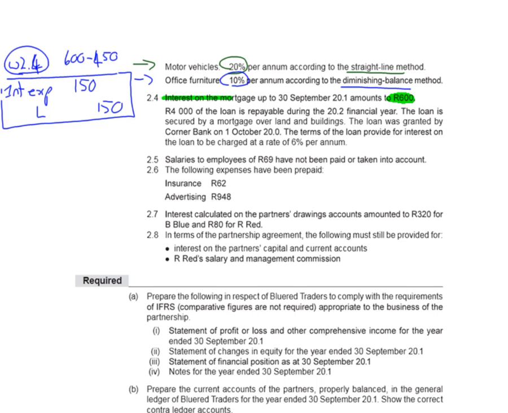Okay, 4,000 the loans repayable. The loan is secured by mortgage over land and buildings. Loan was granted on 1st of October and bears interest at 6%. This is all disclosure. And just remember, 4,000 of the loan being repayable in the next year means that this is going to be 4,000 Rand being the current portion, okay, in the current liabilities.